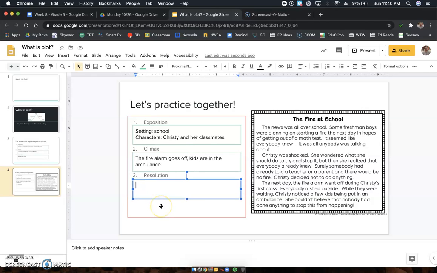Okay? And the resolution, how the story ends. Don't have a lot of information, but you know Christy is so surprised. She's so surprised. How could this happen, right? She couldn't believe that nobody had done anything to stop this from happening. Nobody spoke up. Okay, so that is our plot right there. All right, so we have the exposition, talking about the setting and the characters. The climax is when the actual fire happened, and the resolution is Christy is surprised that nobody said anything. Right? Resolution is the end of the story.